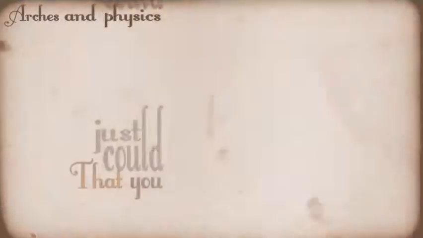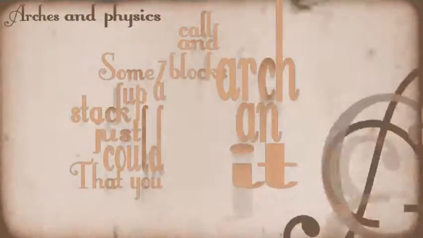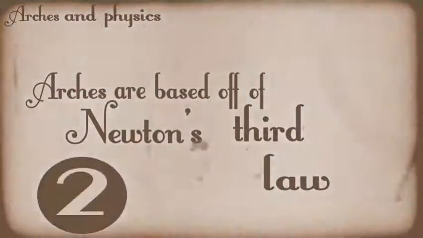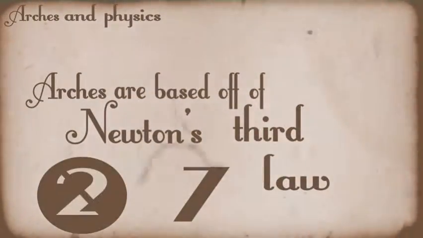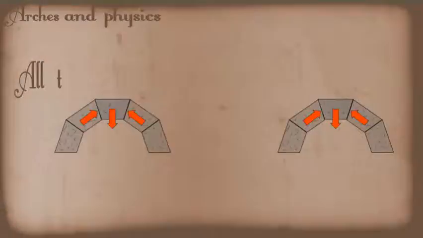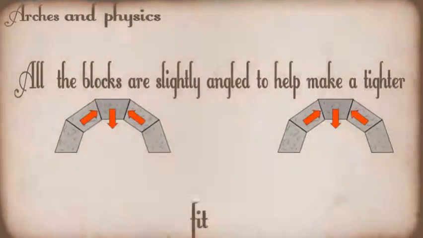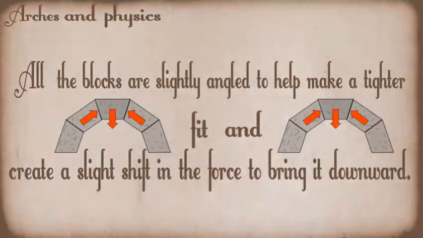What do you think? That you could just stack up some blocks and call it an arch? That won't work. I've tried. Arches are based off of Newton's third law, but instead of two objects acting on each other, it's at least 7 of them. All the blocks are slightly angled to help make a tighter fit and create a slight shift in the force to bring it downward.